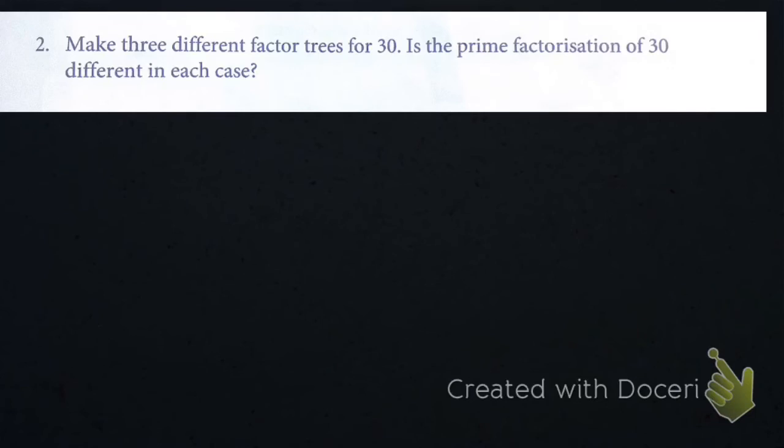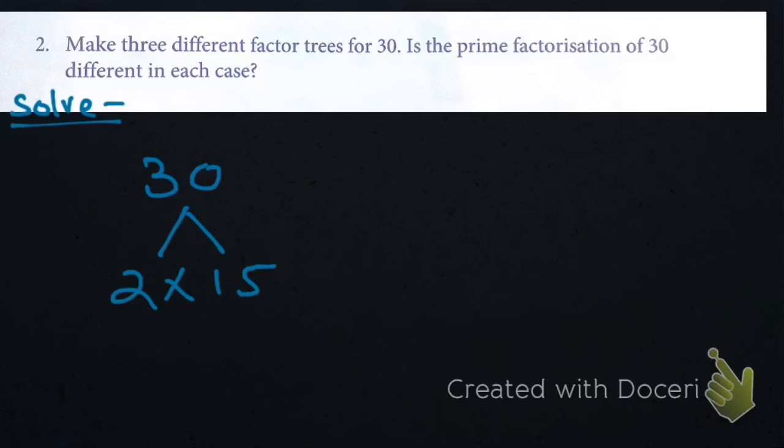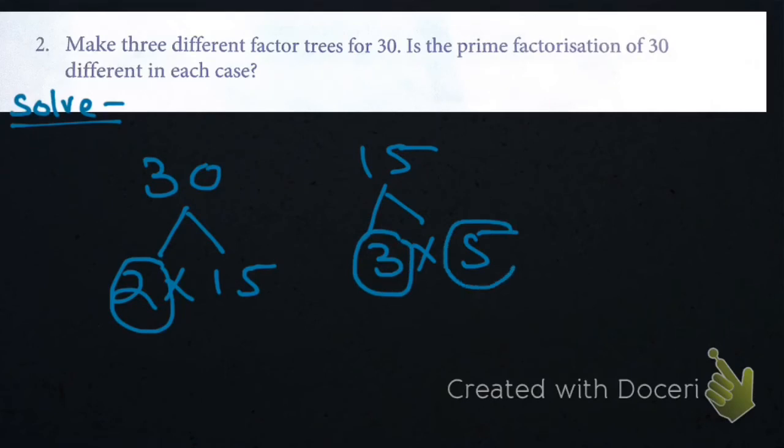Question number 2 says, make 3 factor trees for 30. We have to make 3 factor trees for 30. So let's solve this question. So 30 we can write 2 into 15. Now again 15, what can you write? 3 into 5. So students, our answer is 2 into 3 into 5.